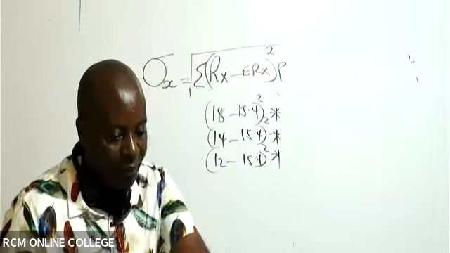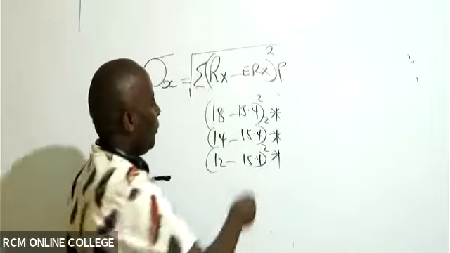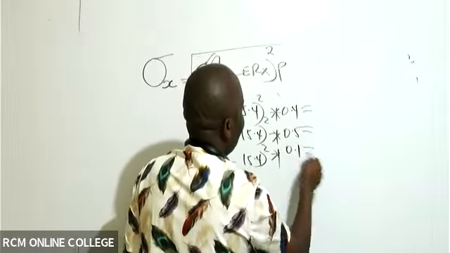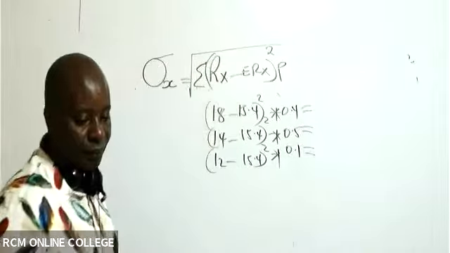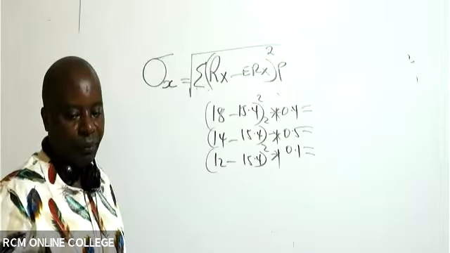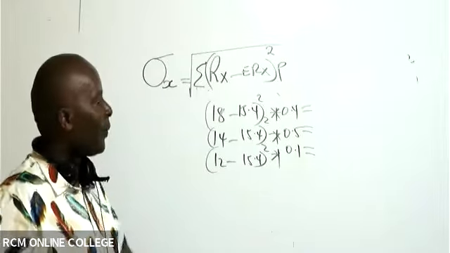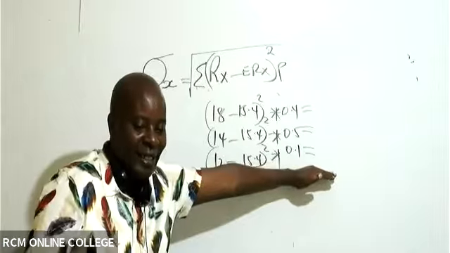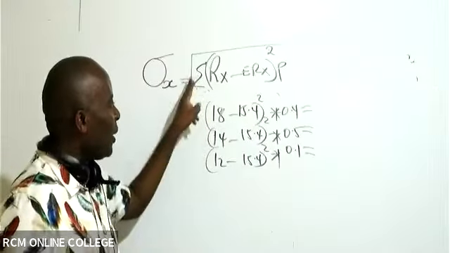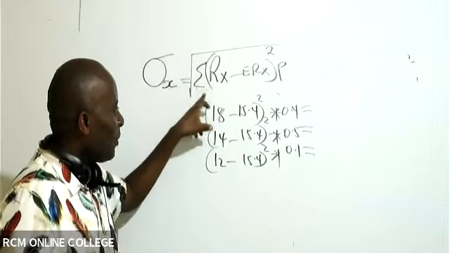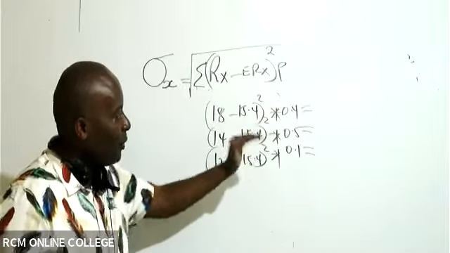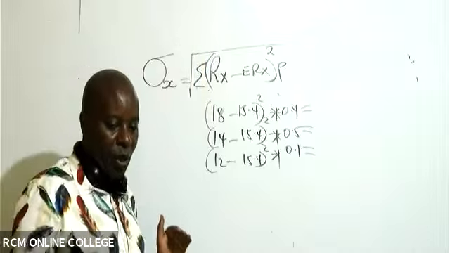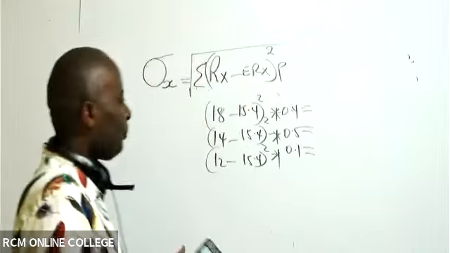Probabilities, we have them. They shall be used constantly. 0.4, 0.5, 0.1. This root will come after we have summed the three. Don't take the root for each one of them. You see the root, we have summation first. So after we get each one of them individually, we sum them, and then we get the square root.